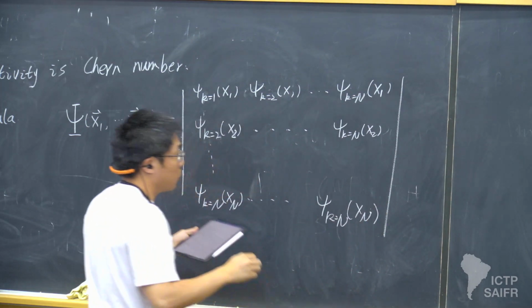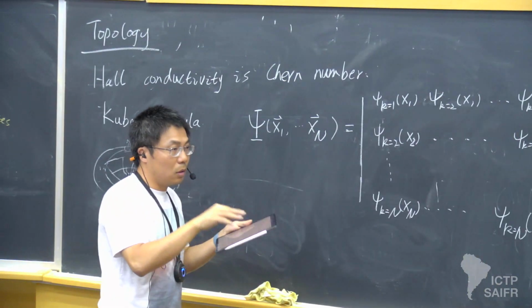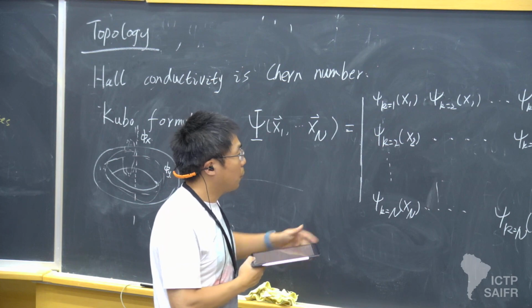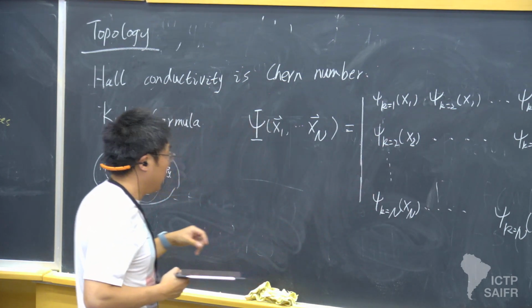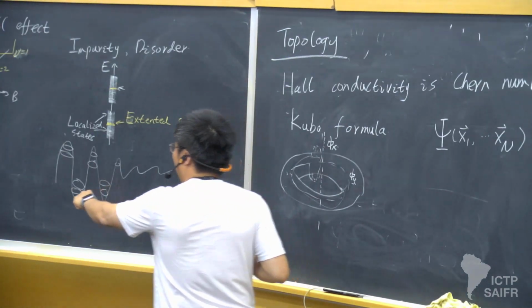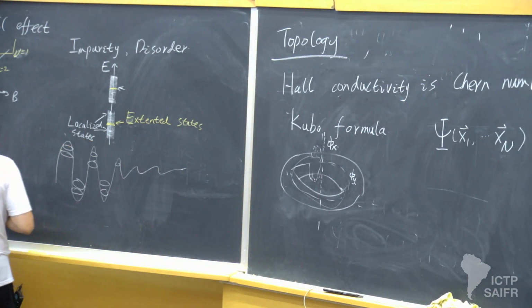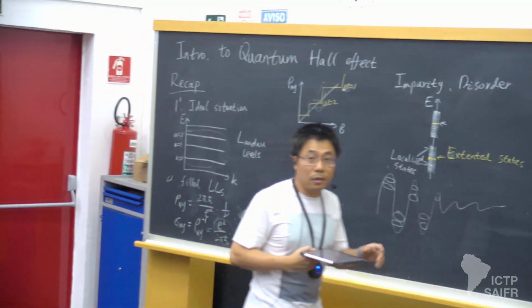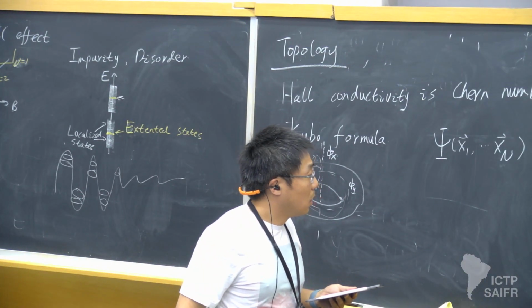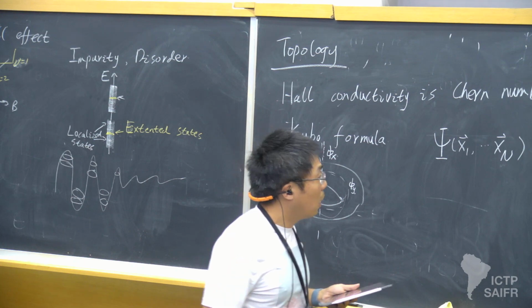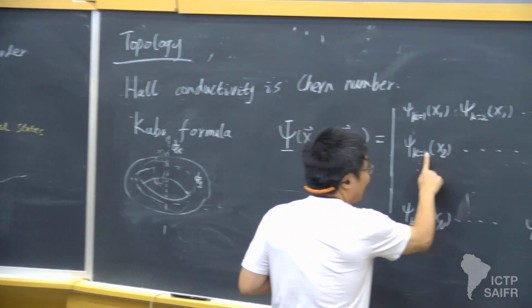So that's the wave function we can have. That's the wave function that describes the states that completely fill the lowest Landau level, right? It's called the Slater determinant. Yeah. In the last row, are they all k equal to n? Yeah. Okay. Good. So sorry for the typo.